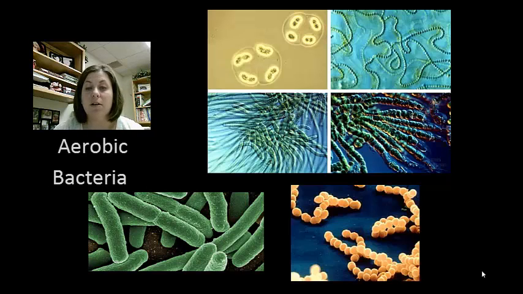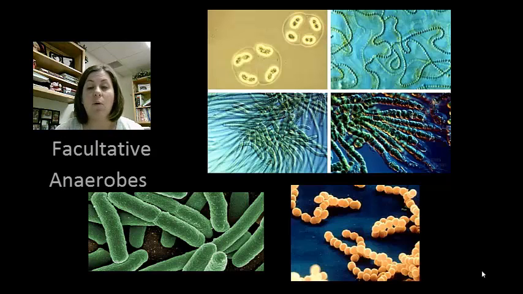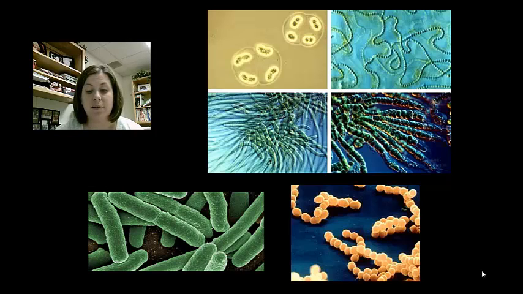These are called aerobic bacteria. The last group can grow in the presence or the absence of oxygen. These are called facultative anaerobes, where they can switch back and forth between the two processes.